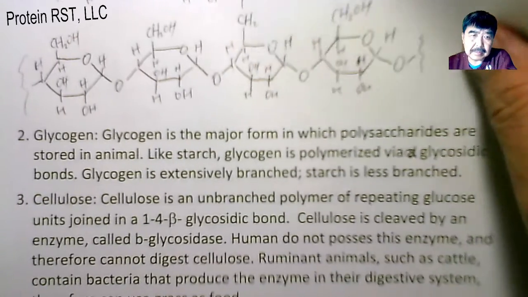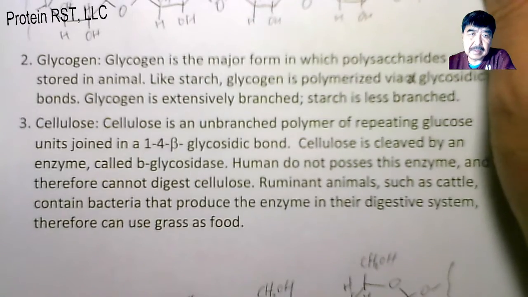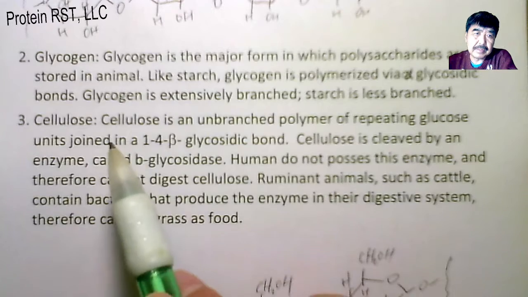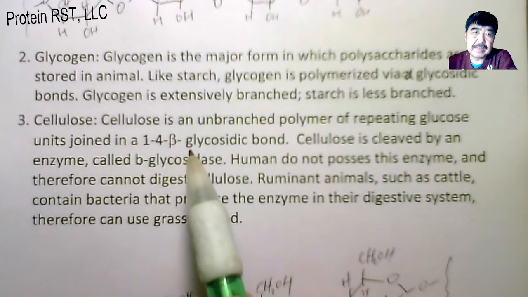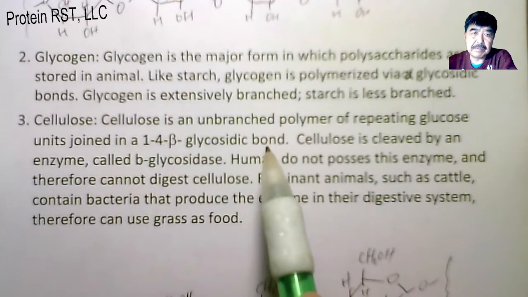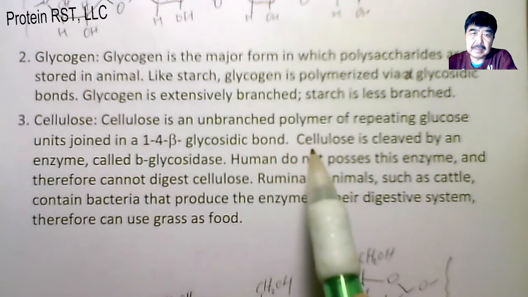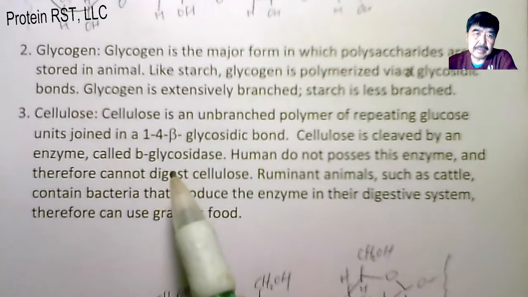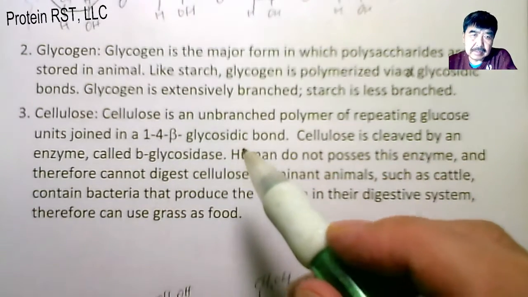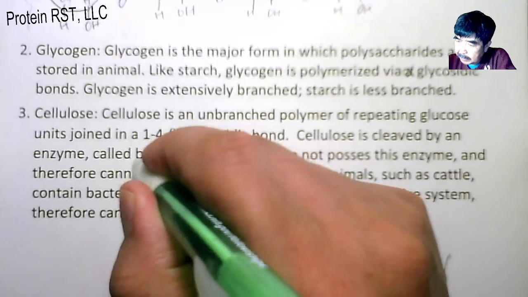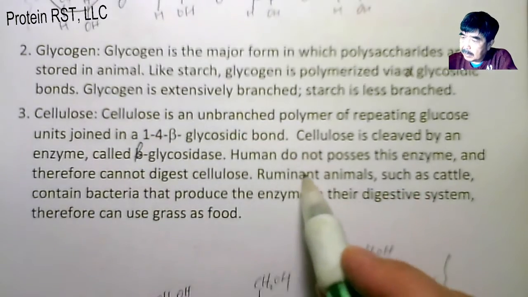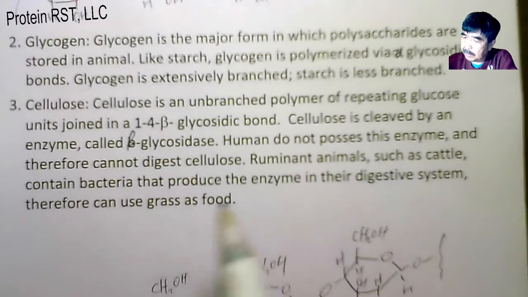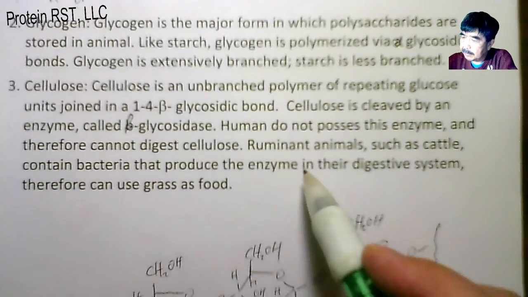The last one is cellulose. Cellulose is an unbranched polymer of repeating glucose units joined in 1,4 beta glycosidic bonds. This is the beta. Cellulose is cleaved by an enzyme called beta glycosidase. Humans do not possess this enzyme, therefore cannot digest cellulose.